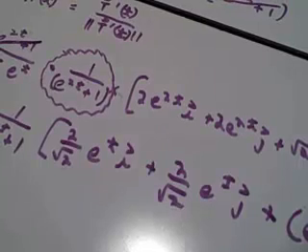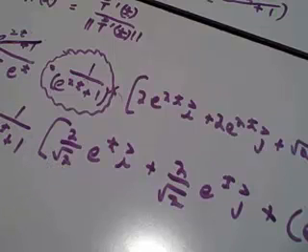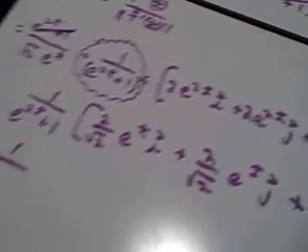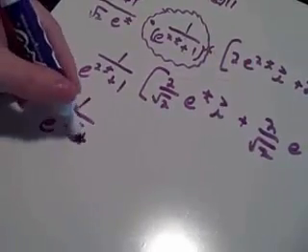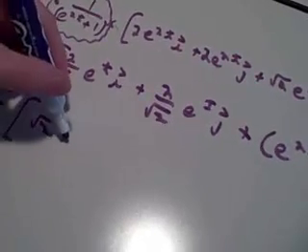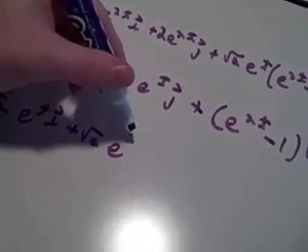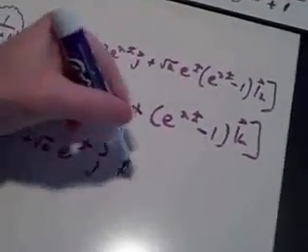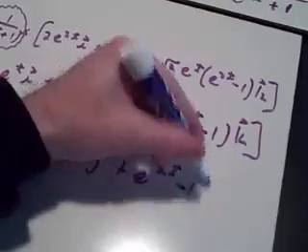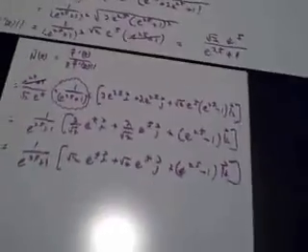And then if you rationalize 2 divided by radical 2, you do get something nicer. So I'll write that down. On the outside, 1 divided by (e^(2t) + 1). On the inside, you'll get radical 2 e^t i plus radical 2 e^t j plus e^(2t) minus 1. Okay. So here's what it looks like.